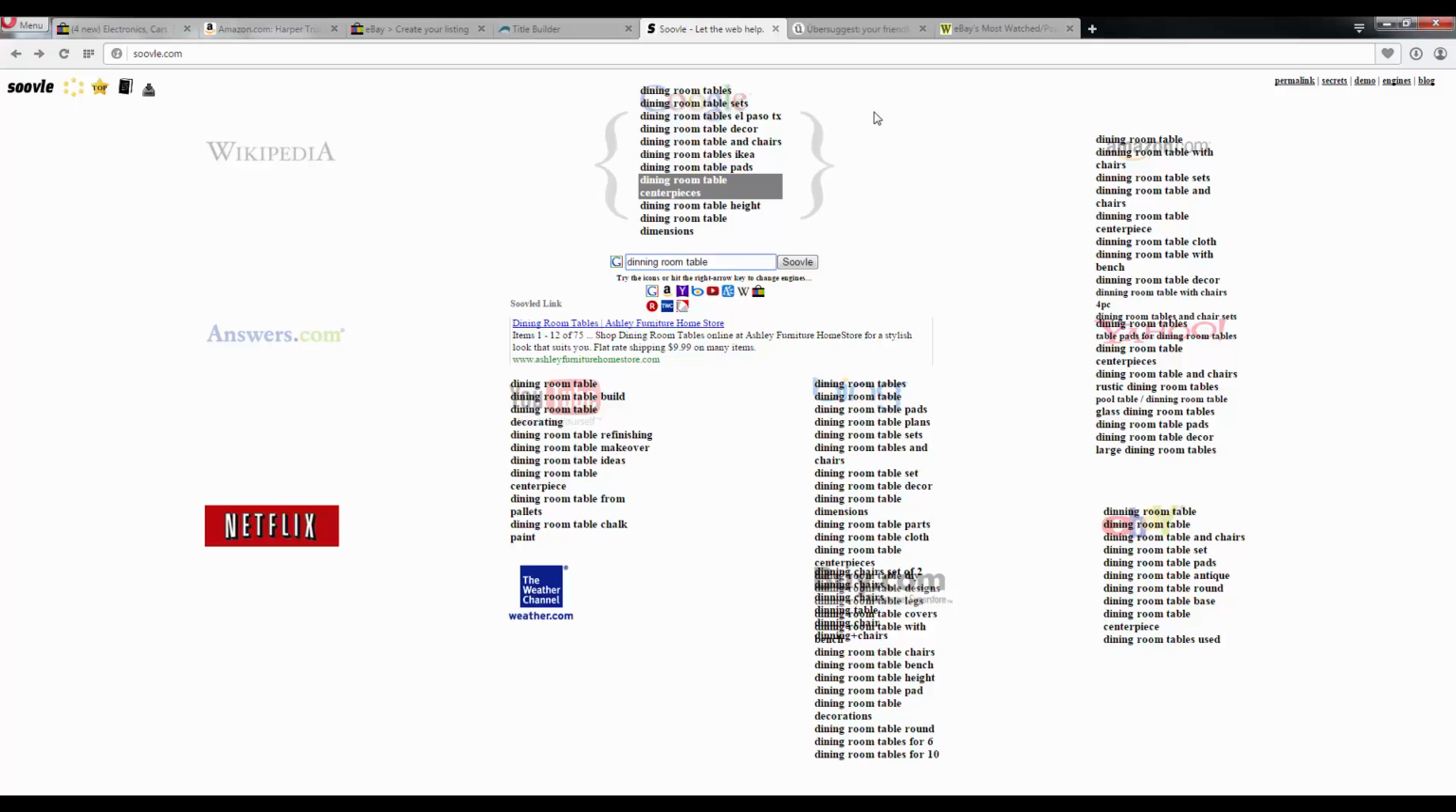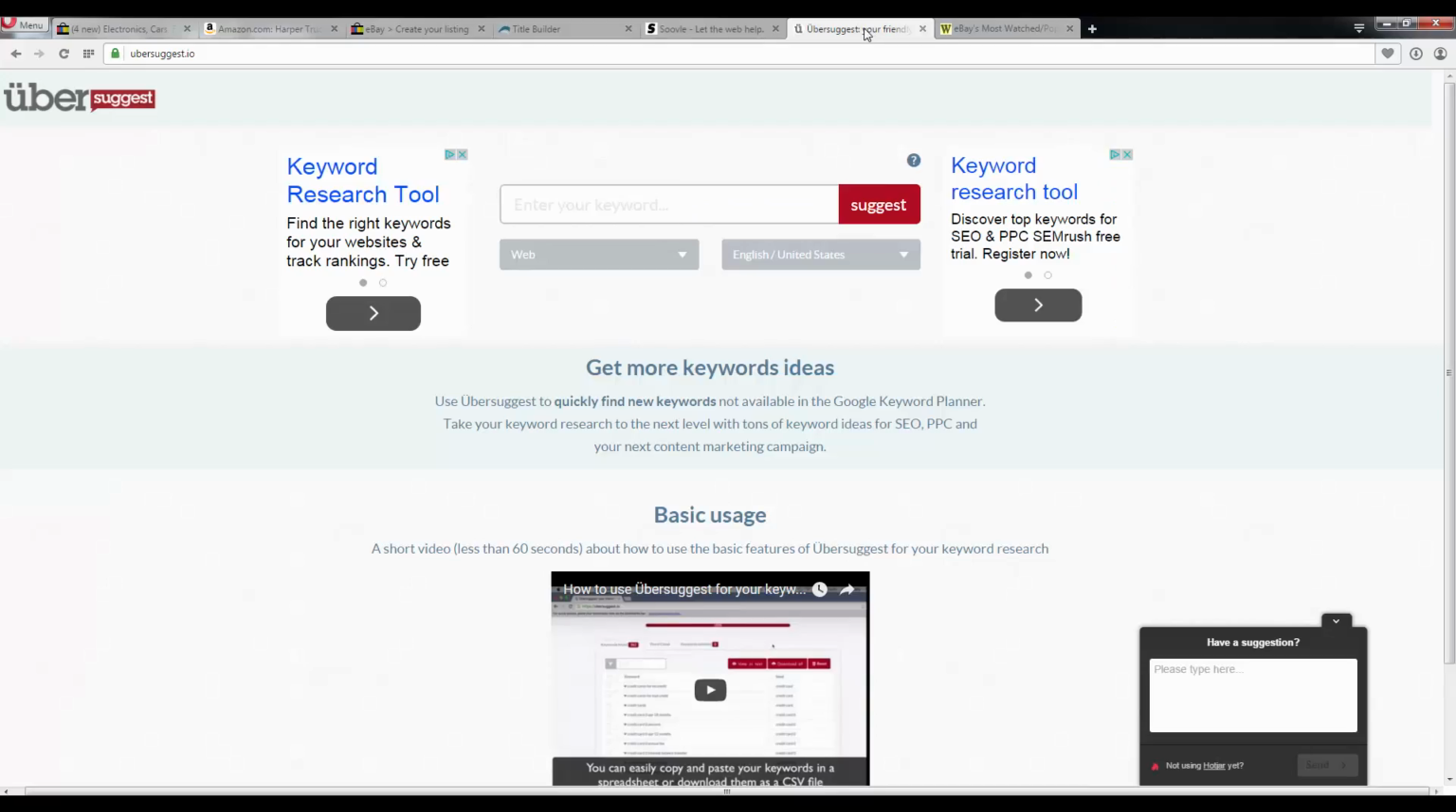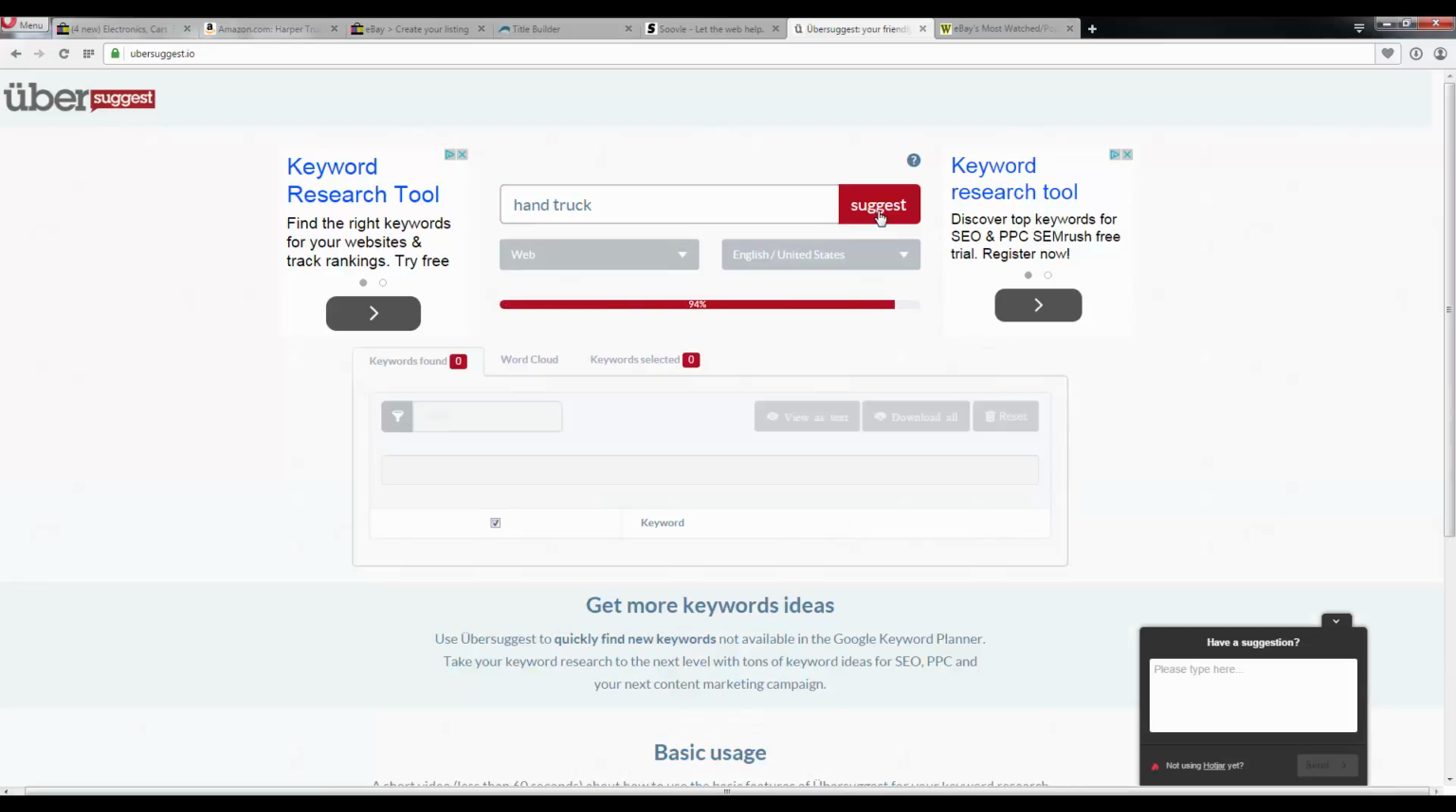Another tool that we have here is Uber Suggest. Okay. And what this essentially does is you put in a word or two, and every letter, from A to Z, they're going to come up with different keywords. So let me give you an example here. Let's pull up hand truck. Okay, so it's loading there.